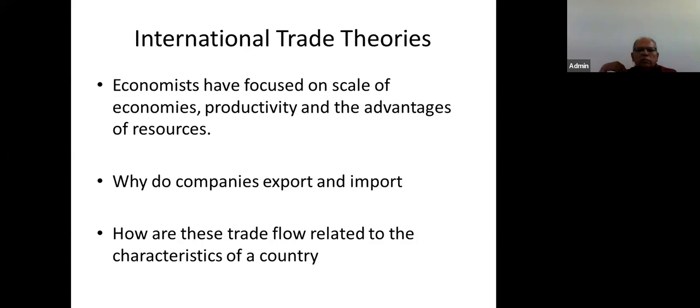The resources are limited, and with the available resources, one is supposed to achieve maximum output. Then another point in theory: why do companies export and import? Will anybody answer? Why is even the government motivating export, and why is the government demotivating import?